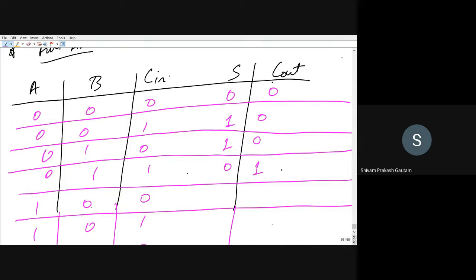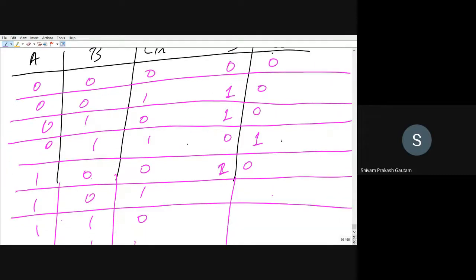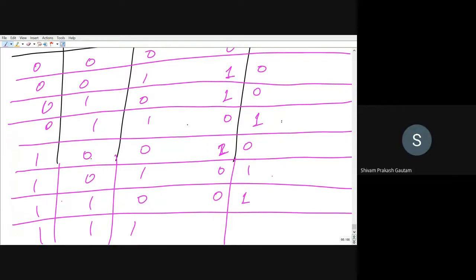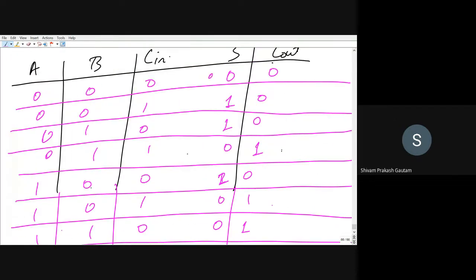Next, 1 plus 0 plus 0 will be 1 and carry will be 0. 1 plus 0 plus 1, sum 0 and carry 1. Again here, 1 plus 1 plus 0, sum will be 0, carry 1. And last case, 1 plus 1 plus 1, sum will be 1 and carry will also be 1. Okay. So this will be 0th place, 1st place, 2nd place, 3rd place, 4th place, 5th place, 6th place, 7th place.